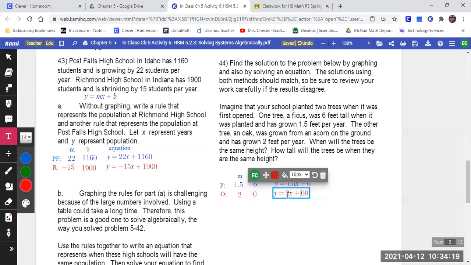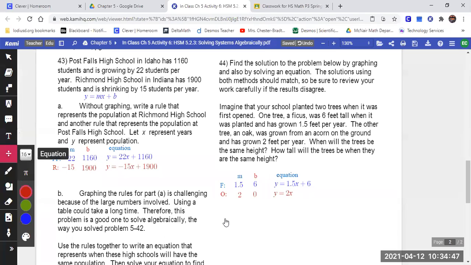And yes, we are going to only have a 2x, because does plus 0 make a difference? Does adding 0 make a difference? No. So do we understand why the second equation has no plus or minus? Okay. So now we're going to set these equal to each other. 1.5x plus 6 equaling 2x. And we're going to solve for how many years it takes the trees to catch up.